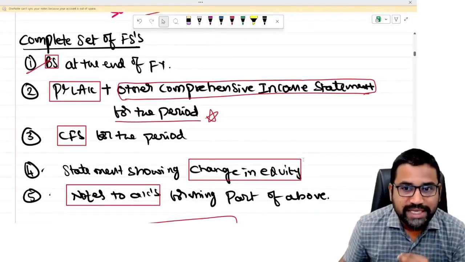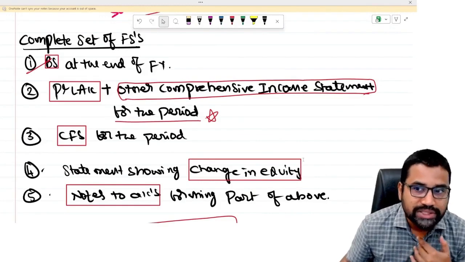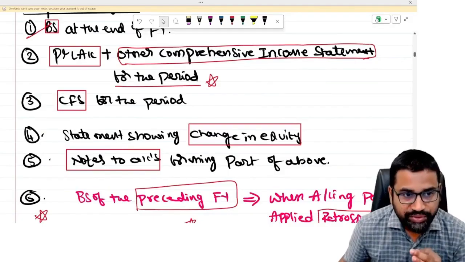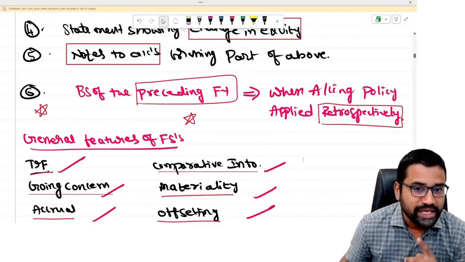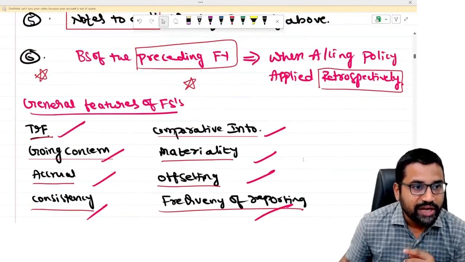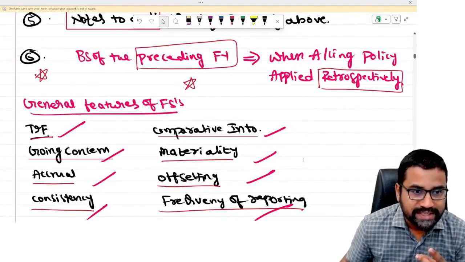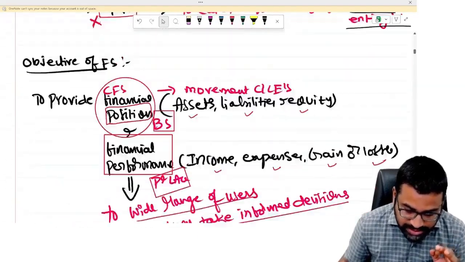And what is a complete set of financial statements? Balance sheet, P&L account, other comprehensive income statement, cash flow statement, statement showing changes in equity, notes to accounts, and balance sheet of the preceding financial year if you apply any accounting policy retrospectively. And what are the general features of financial statements? True and fair view, going concern, accrual, consistency, comparative information, materiality, offsetting, frequency of reporting. So this is what this standard is all about.